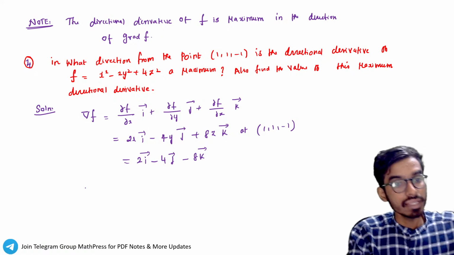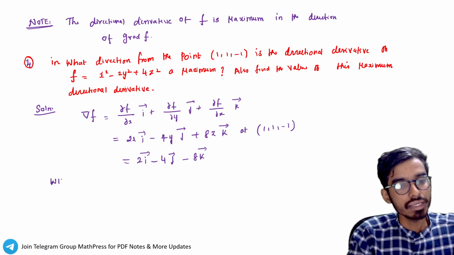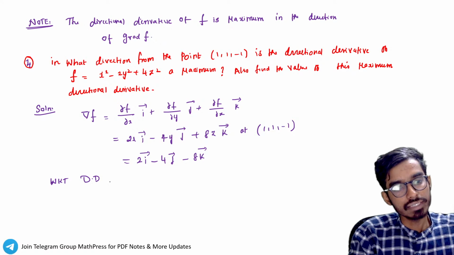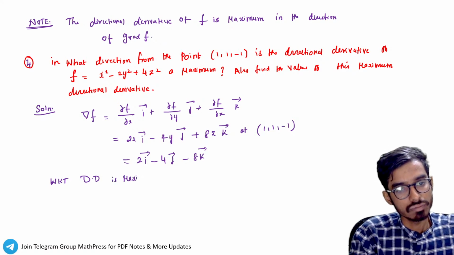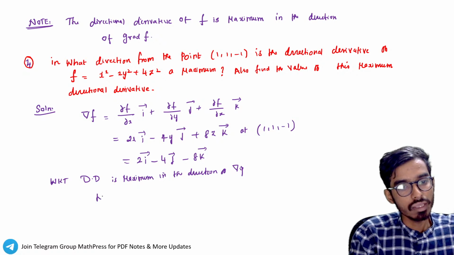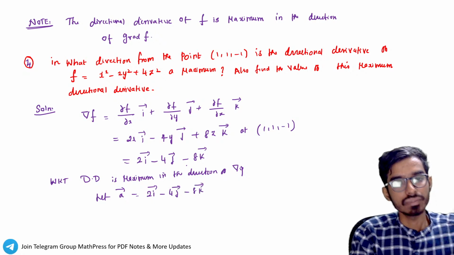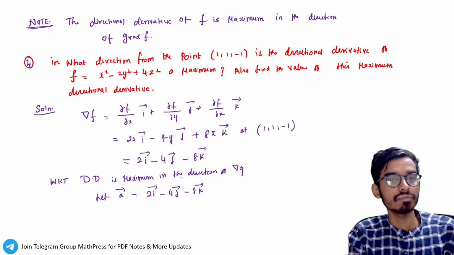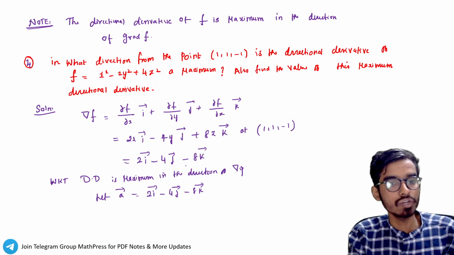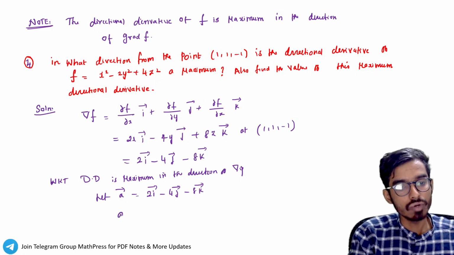Now you need to take A cap. So we know that the directional derivative is maximum in the direction of del phi. So you take the vector to be the same, 2i minus 4j minus 8k, right? In the previous problem they gave you some direction. Now you take the direction to be the same as del phi. Now what about A cap?